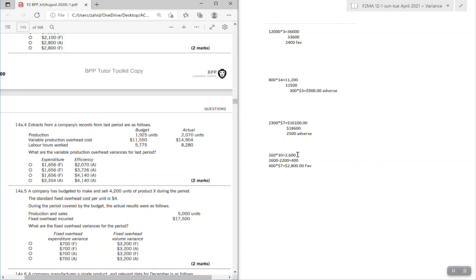the hours worked. For each hour worked, how much should be our overheads? So in standard, we have 11,550 divided by 5,775, so we have 2 per hour. If we have 8,280 hours worked, we should have 2 per hour, which gives us 16,560 overheads, but we have 14,904, so we have a favorable variance.